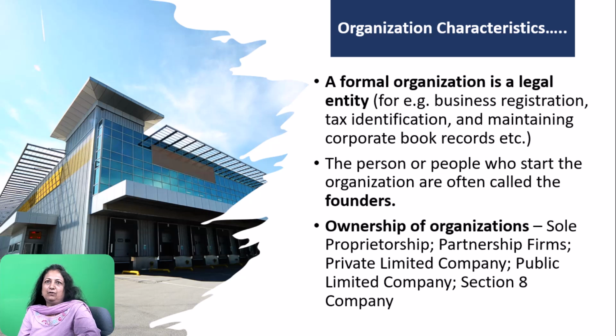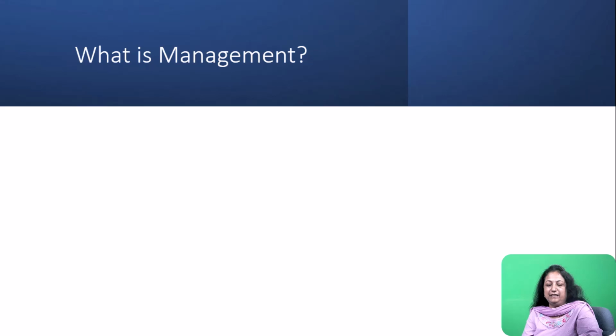At the individual organization level, what the characteristics are is one important thing we learned. A formal organization is a legal entity. So, for example, there has to be business registration, tax identification, maintaining a corporate book of records, and so on. The persons who start the organization are often called the founders. The ownership of organizations varies: sole proprietorship, partnership firms, private limited company, public limited company, Section 8 company, and so on. So now we move ahead to learn about what is management.